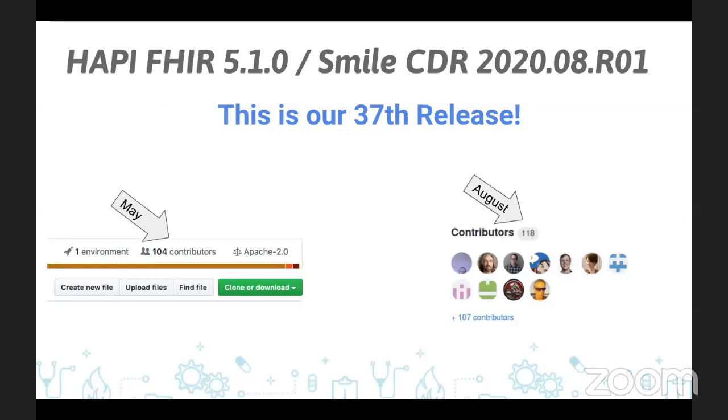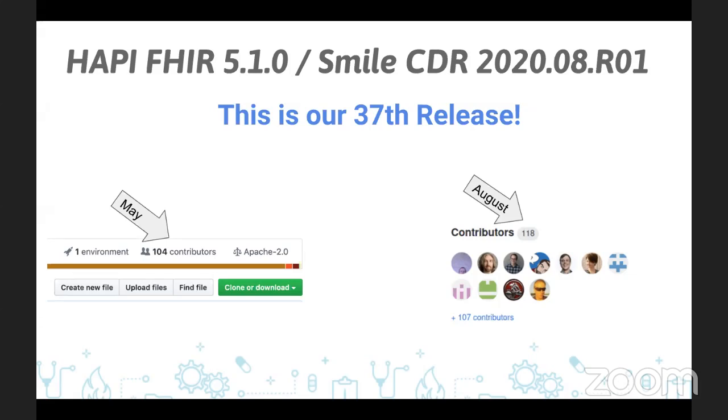So this is our 37th release, which absolutely blows me away. Every time I look at this number, I can't believe that we've been doing this for long enough that we've hit 37 releases. One of the things I drew people's attention to in the May release was the fact that HAPI had passed 104 code contributors, which is a really neat milestone. I went and checked that number out this morning just to see where we were at. And of course, we were at 104 in May, and we're at 118 in August.